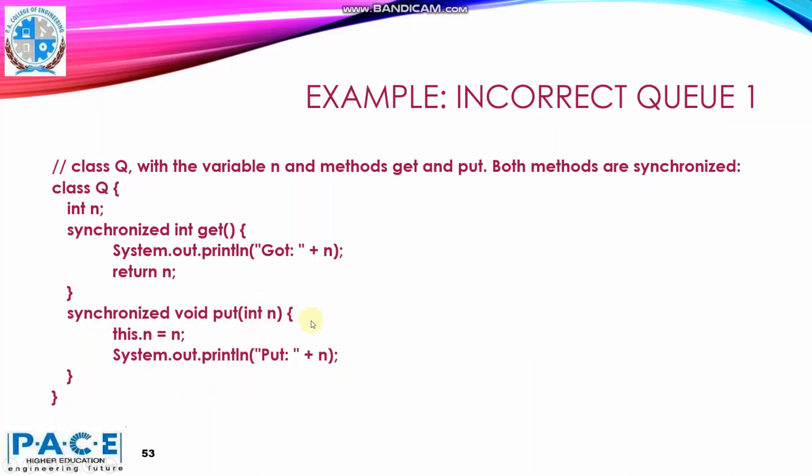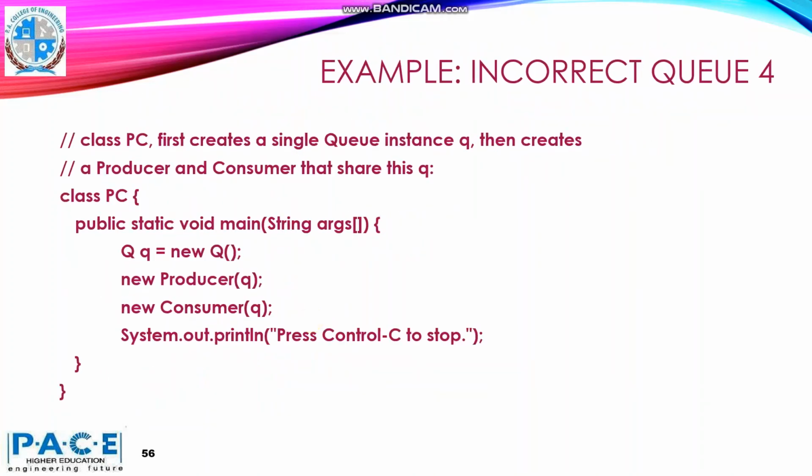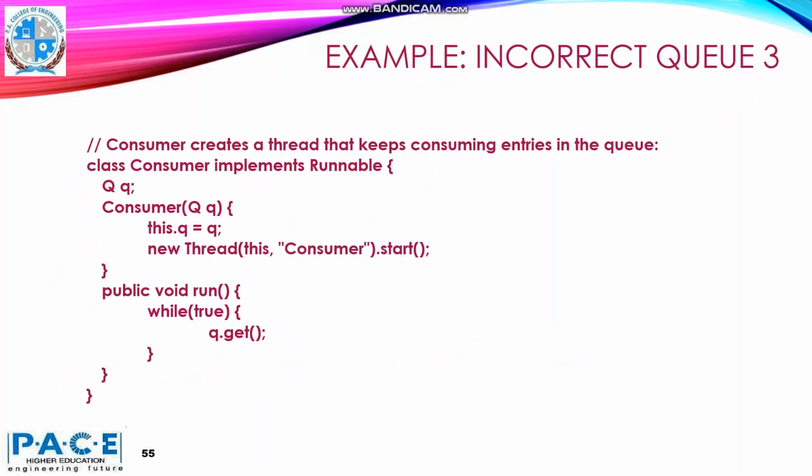Now, after that we create the consumer thread, and again we pass the same queue to it. So what does the consumer do? The consumer continuously calls the method get. When the consumer thread is created, its run method is called, and it is continuously calling the method get on the queue.